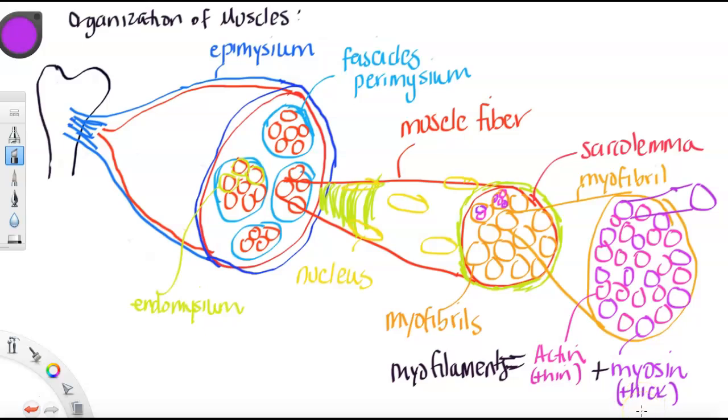So that is the basic structure of a muscle with all its coverings and all the parts to it. And we get it right down to those actin and myosin, which are actually the things that rub up against each other, that slide by each other, that cause contraction.